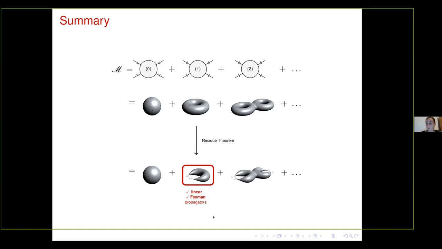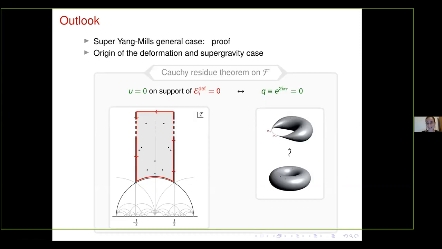Now that said, let me tell you what I would have liked to tell you, but couldn't because it's very much work in progress. It's the story that should be told, but hasn't been told yet, which is the following. I think what would be really nice to see is how this comes out systematically from a residue theorem. Now, the way this would go is the following.